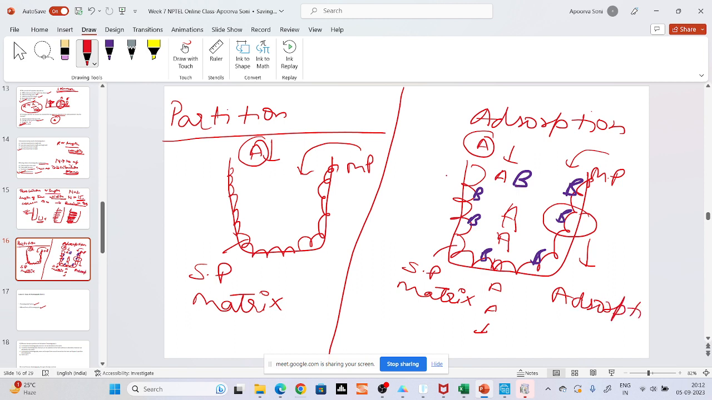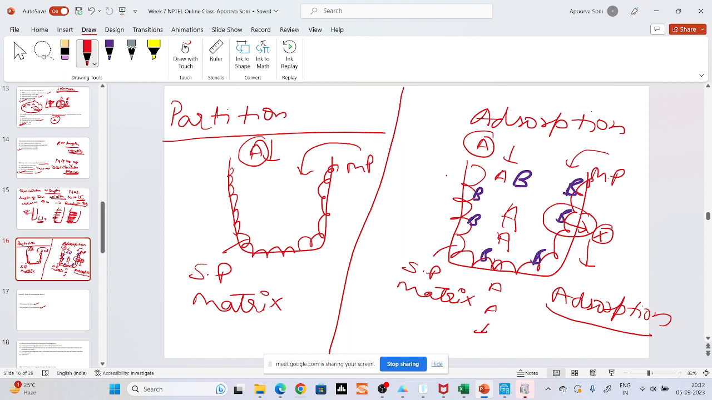adsorption. Why is it called adsorption? Because B is not going inside the matrix. It is just bound to the surface of the matrix. And how does it get bound to the matrix? Due to various kinds of interactions. That can be ionic interactions, hydrophobic interactions, or different kinds of interactions. So this is known as adsorption chromatography.